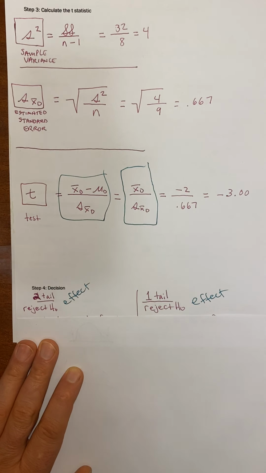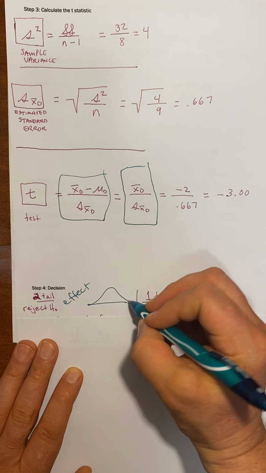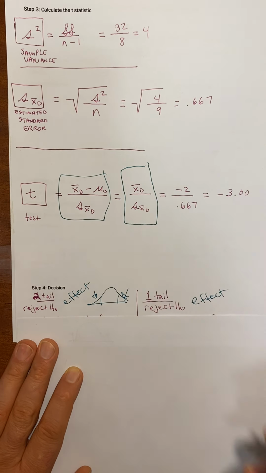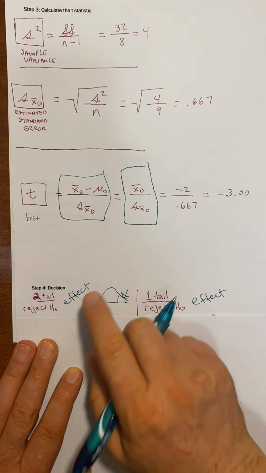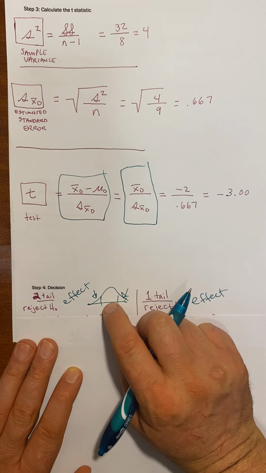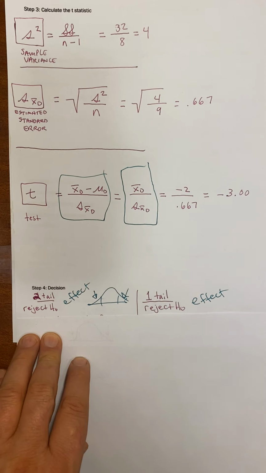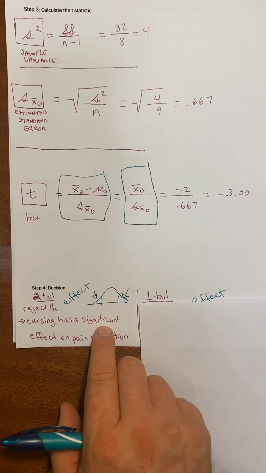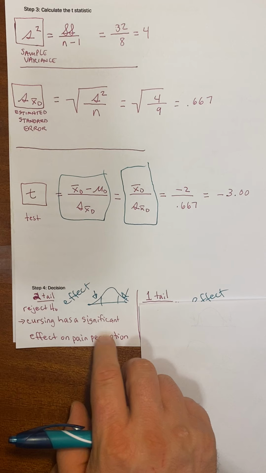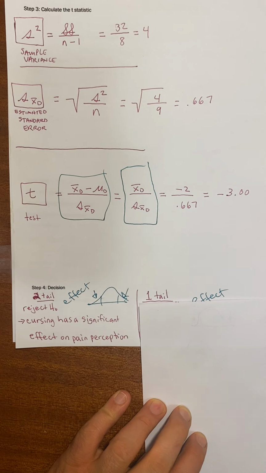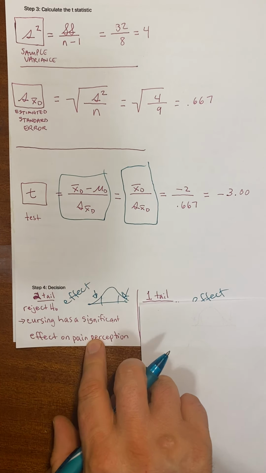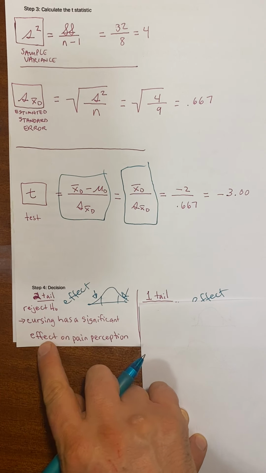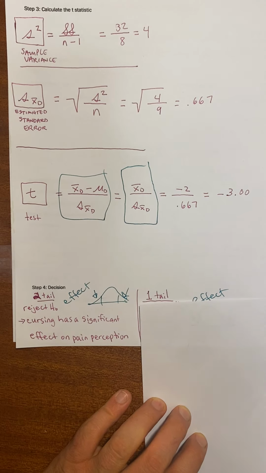For the 2-tailed test, you were saying your t is either going to be here or it's going to be here. Because you were not predicting which side the t was going to be in, the way that you're going to articulate your conclusion is you're going to say cursing had a significant effect on pain perception. You're not going to say that it changed pain perception in any particular way. You're saying that it did change the pain perception. And that's what we mean by it having a significant effect.